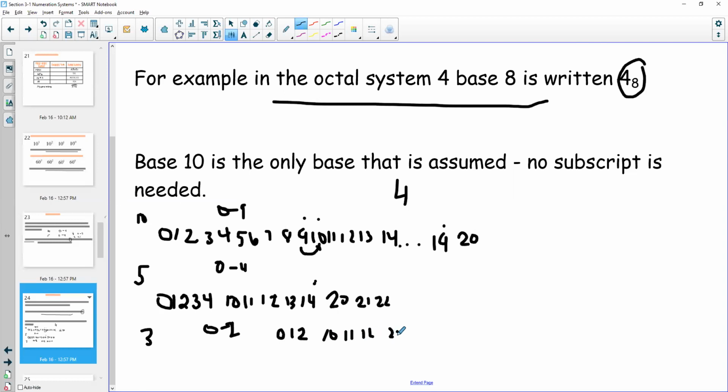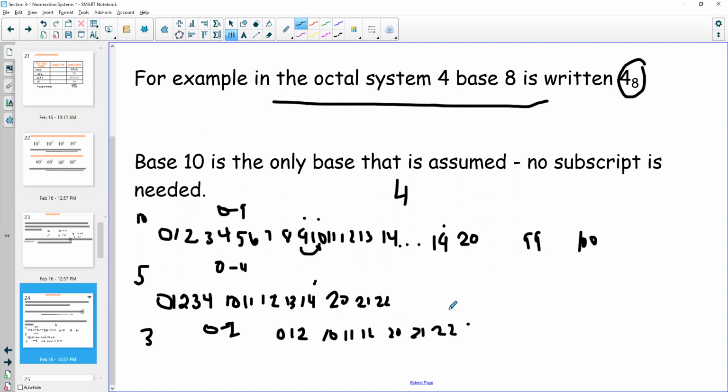So 20, 21, 22. And now here's the thing. I can't go to 30. There's no 3, right? So if I really run out, when I get to 99 in base 10, what do I do next? I go to the next place value. It's 100, right? Same thing happens here.